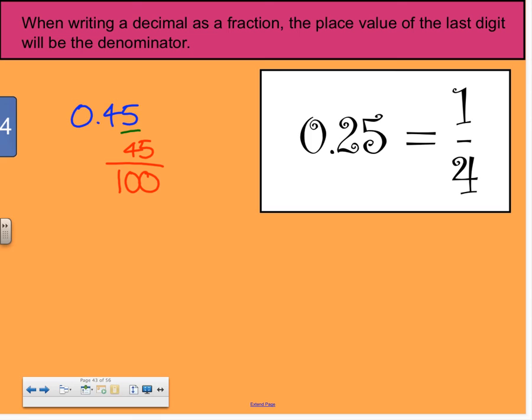Now, can we leave a fraction like this? What do we have to do? Simplify. So what can I divide both the numerator and the denominator by in this case? What do you think, Connor? What can I divide both the numerator and the denominator by?